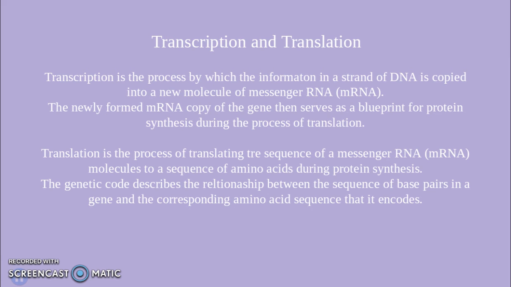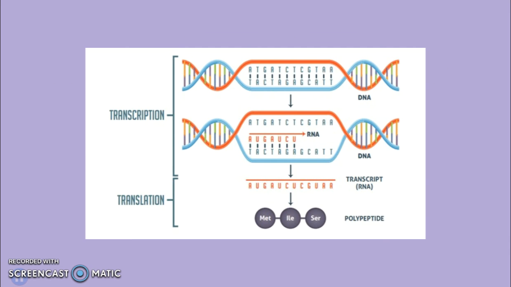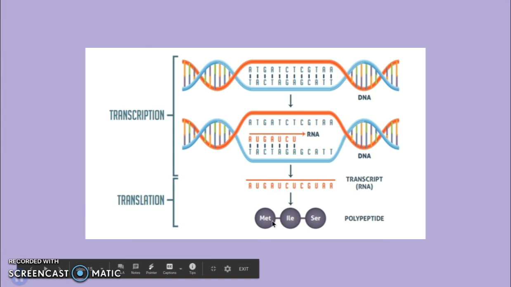The genetic code describes the relationship between the sequence of base pairs in a gene and the corresponding amino acid sequence that it encodes. So up here we have our transcription process. Transcription is the process of going through the DNA strand and creating that RNA strand, that mRNA. And our mRNA strand is going to go through what we call a ribosome to be translated into the polypeptide sequences, or our amino acids.